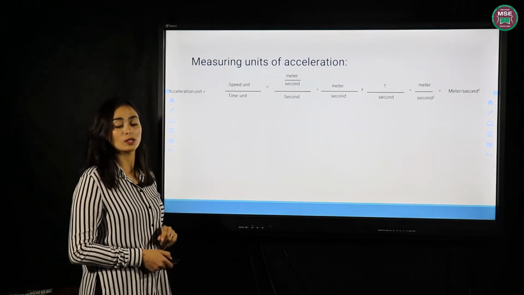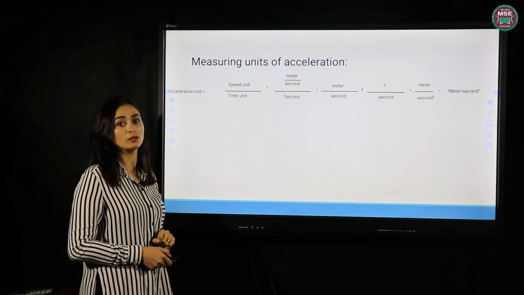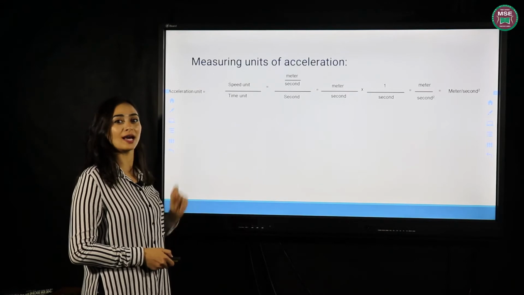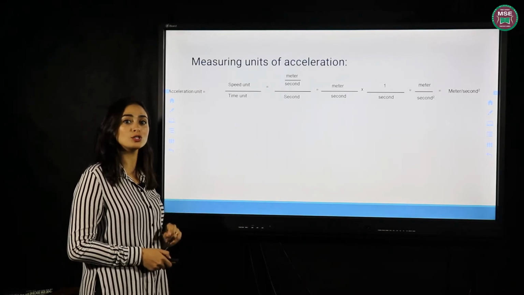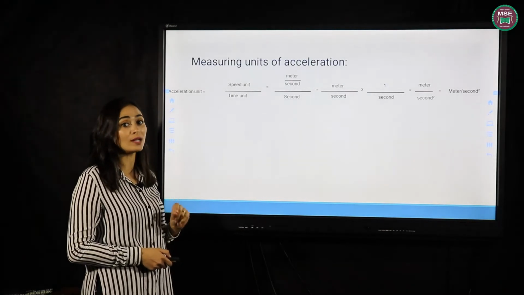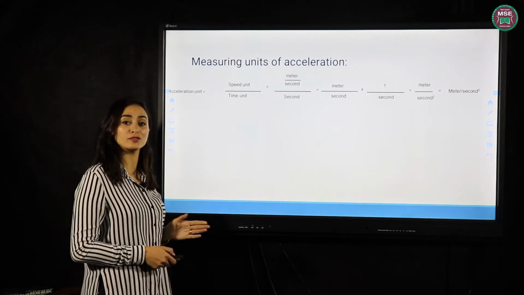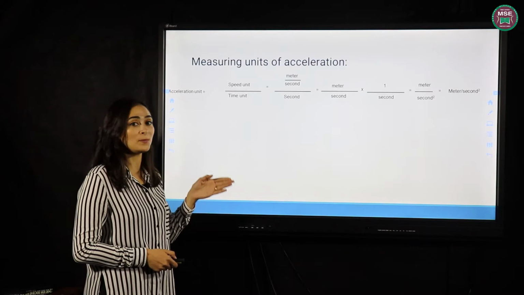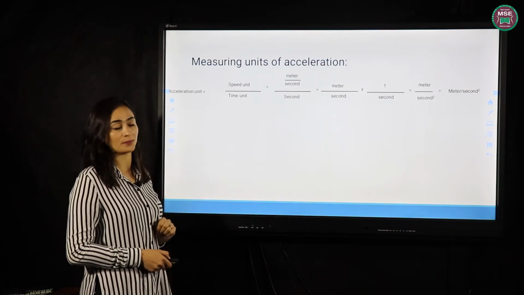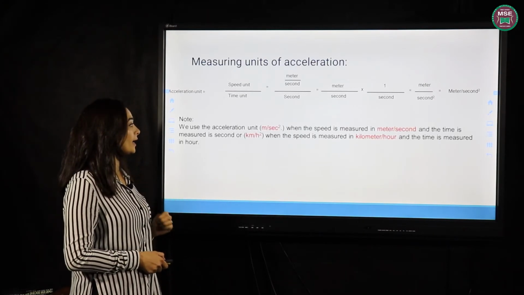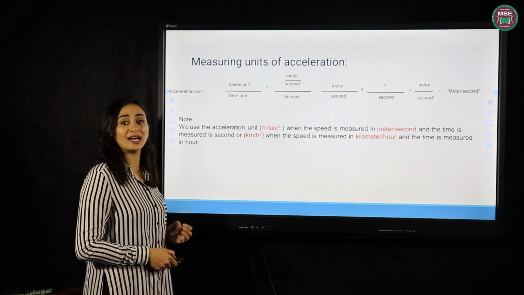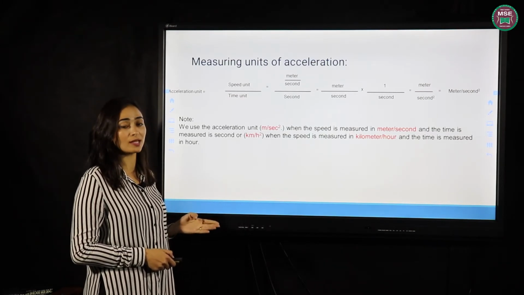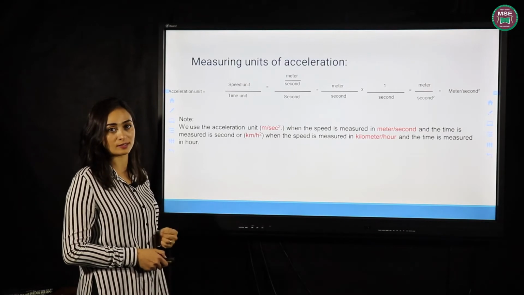Concentrate, students. The measuring unit of speed is meter per second. The measuring unit of acceleration: acceleration means the change in the object's speed in 1 second. So we have speed and we have time. Its measuring unit is meter per second square. Okay? Now we have to concentrate. The acceleration is in meter per second square when the speed is in meter per second and the time is in seconds.